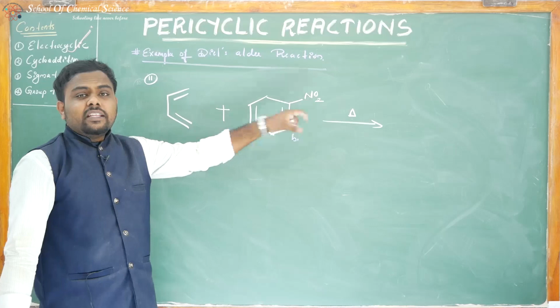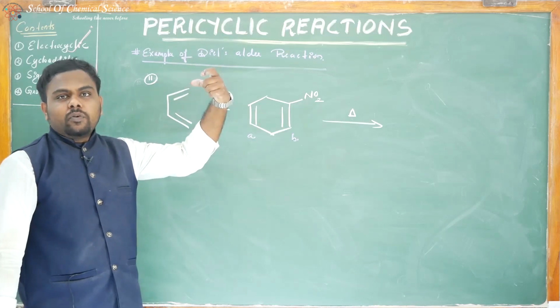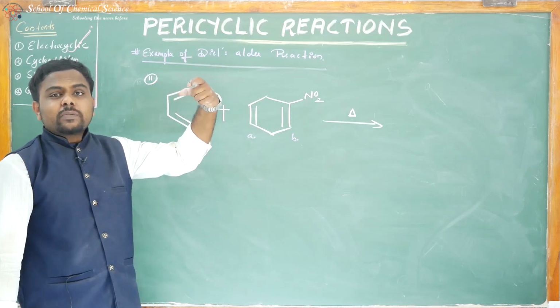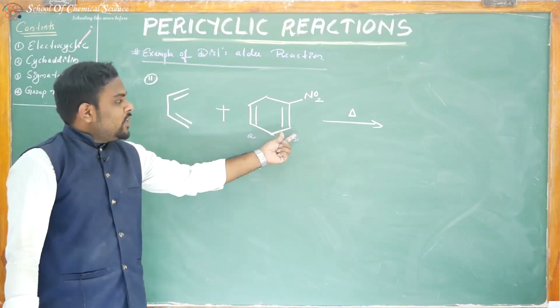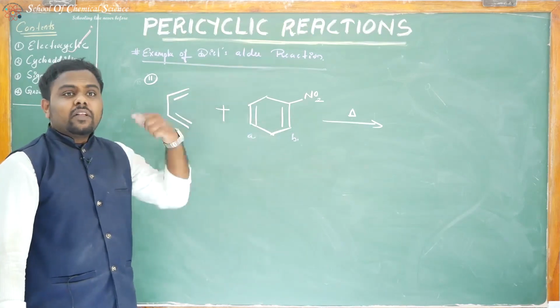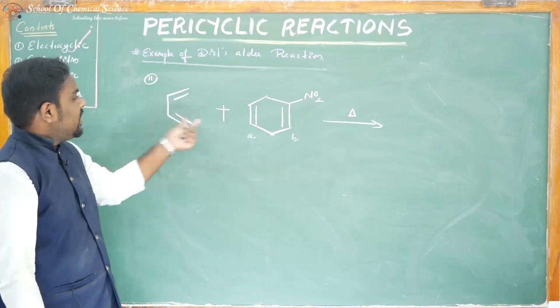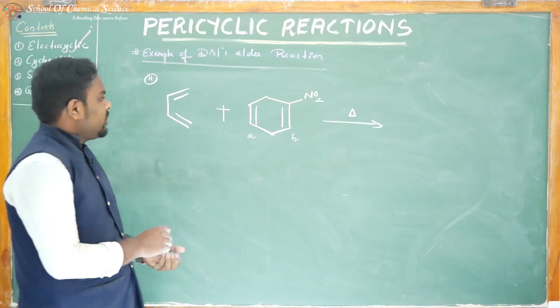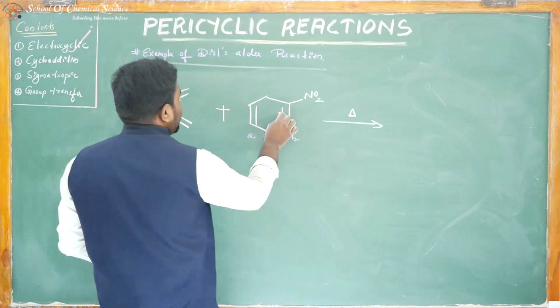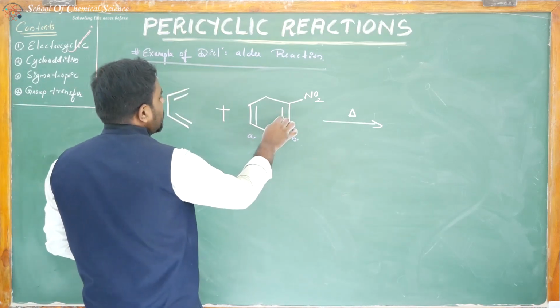In dienophile B, there is an electron withdrawing group. Whenever an electron withdrawing group is present in the dienophile, that will be more reactive. So definitely dienophile B will be more reactive. So you can write the product.